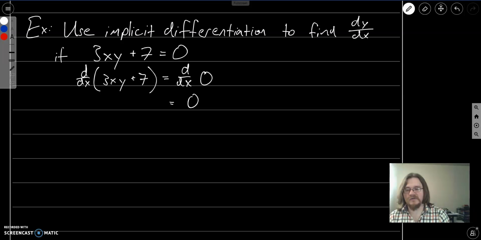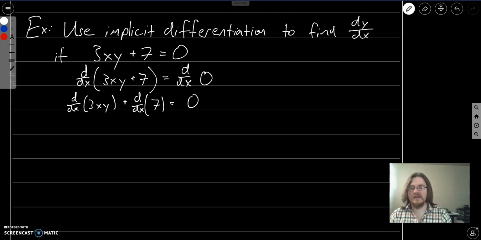So the derivative of two things being added together is just going to be the derivative of the thing on the left, plus the derivative of the thing on the right. So again, when we differentiate things being added together, we just take the derivative of the first one plus the derivative of the second one. Okay, so that's pretty straightforward.